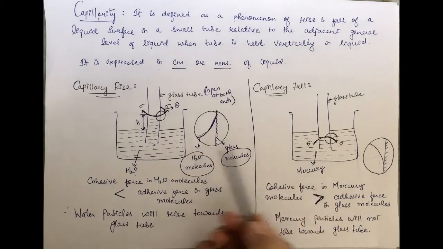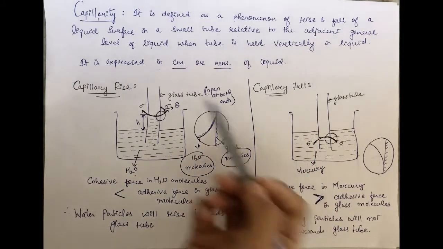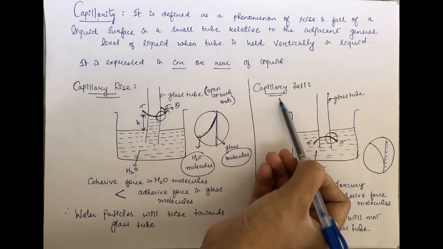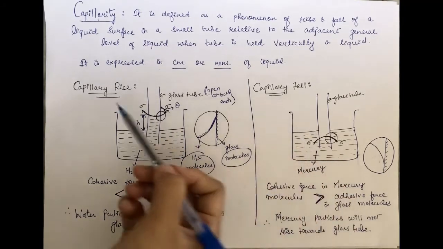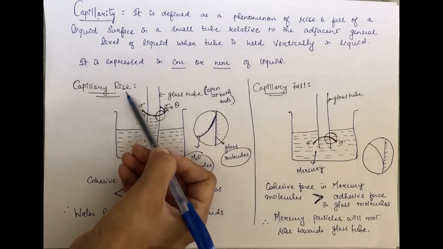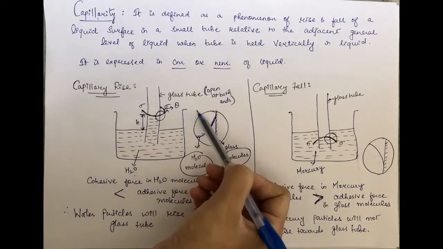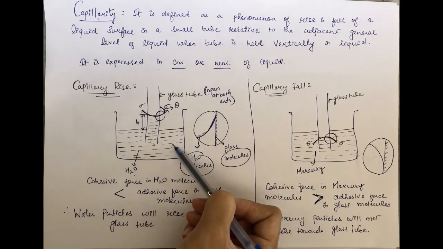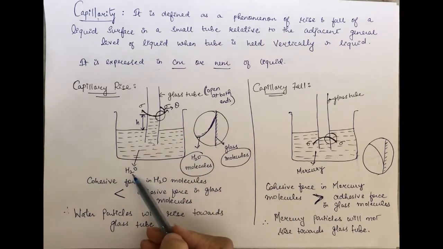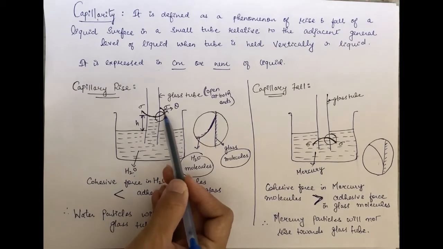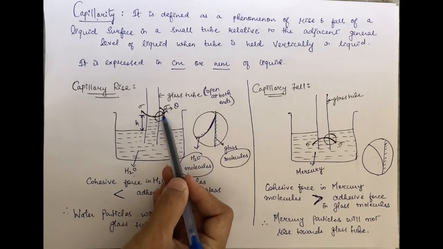Before reading the definition mentioned here, let's understand what is in the diagrams given, where one diagram is of capillary rise and another is of capillary fall. Here, in capillary rise, one vessel is given in which a liquid is filled, and that liquid is nothing but H2O, that is water.